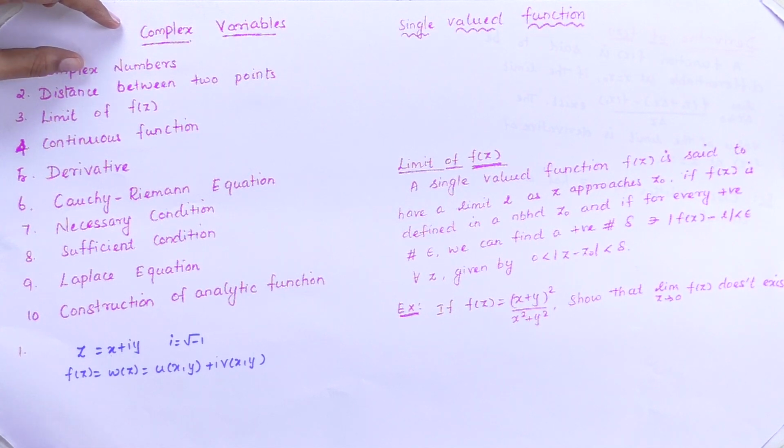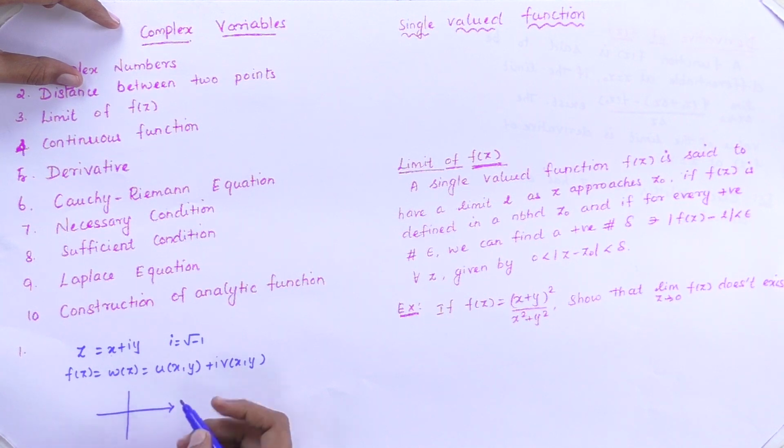So next one is distance between the 2 points. Let us draw a plane, and z0 is the origin and radius is delta. Let me draw a circle with the radius delta. This is delta. Let me choose a point z. Here the distance between these 2 points is definitely less than the radius. So modulus of z minus z0 is less than delta.